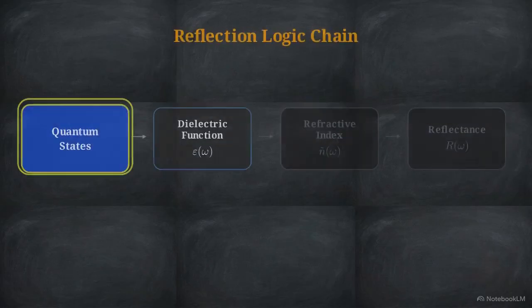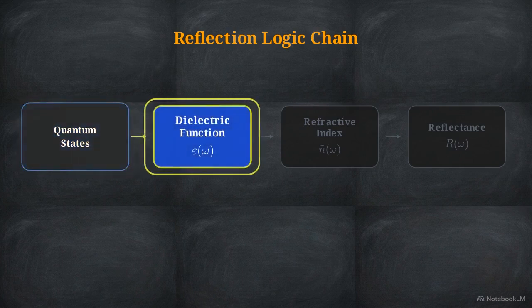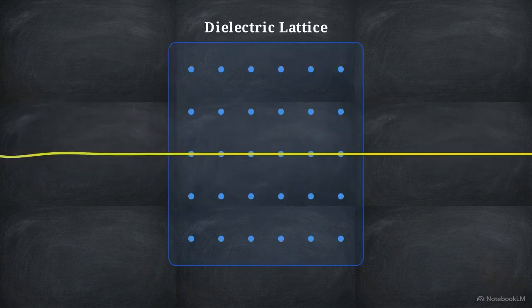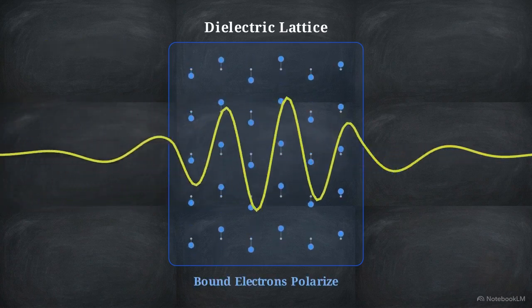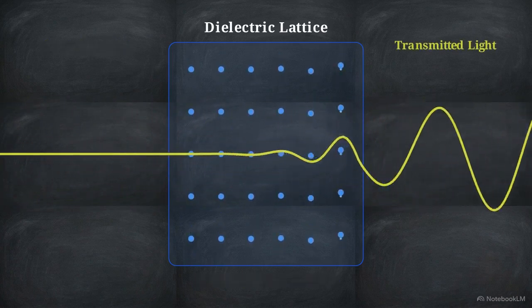That freedom of motion determines our next step, the dielectric function. Because they are bound, dielectric electrons only slightly polarize. This modifies the speed of light within the material, but allows it to pass through.